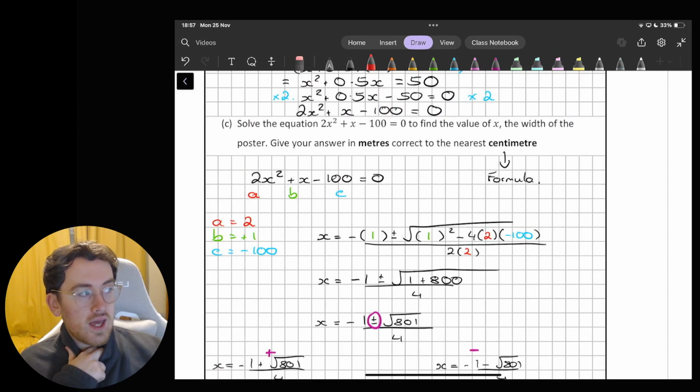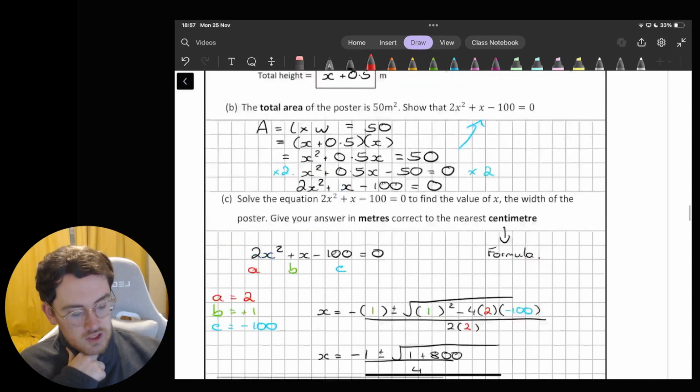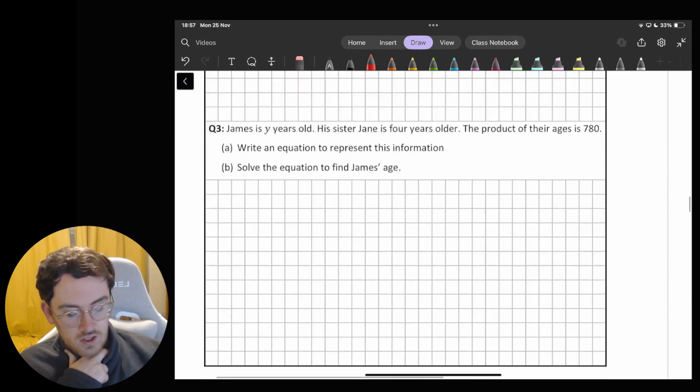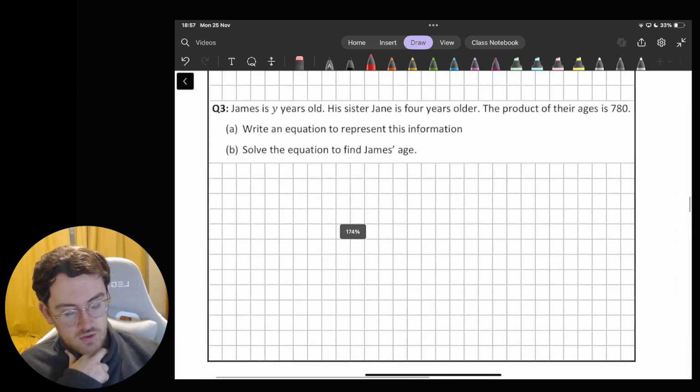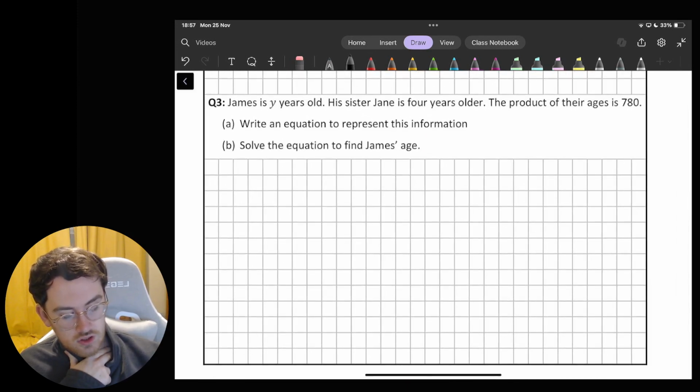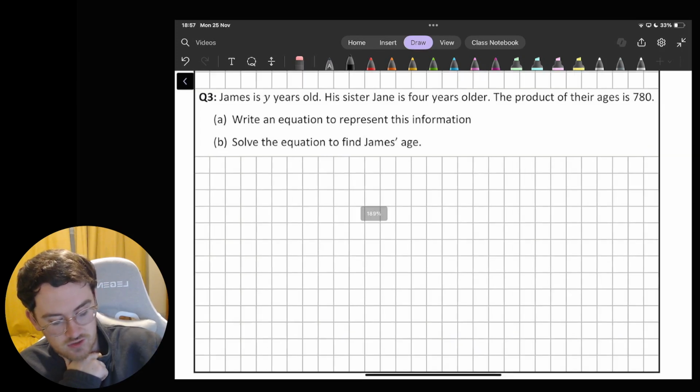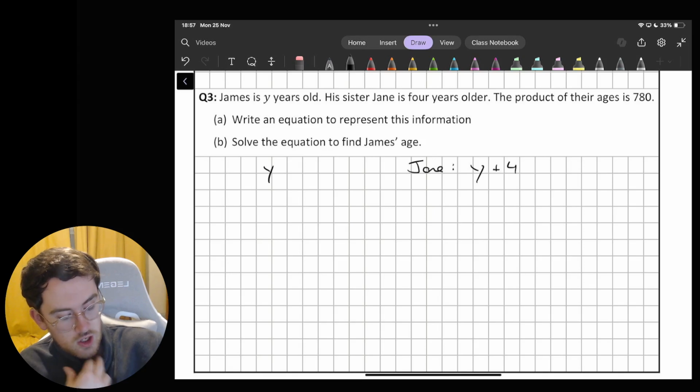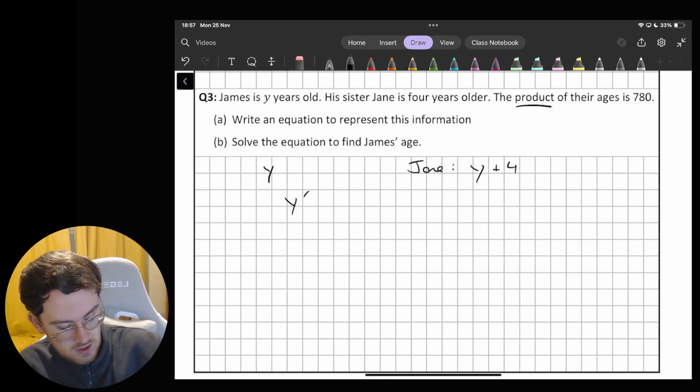Good. Okay, we'll maybe do one more that's just to do with forming the equation. We'll look at this one here. James is y years old. His sister Jane is 4 years older. The product of their ages is 780. Write an equation to represent this information. If James is y, then Jane is 4 years older, so Jane is y plus 4. Product means multiply, so y times y plus 4 should be 780.